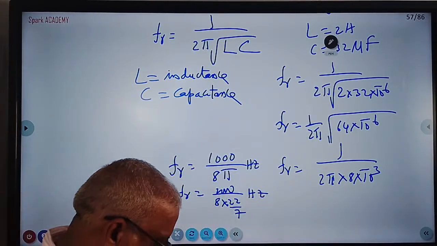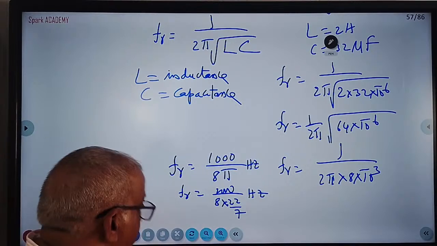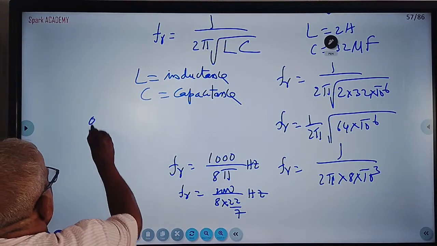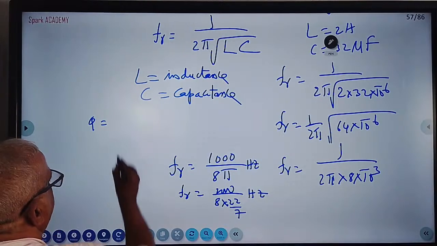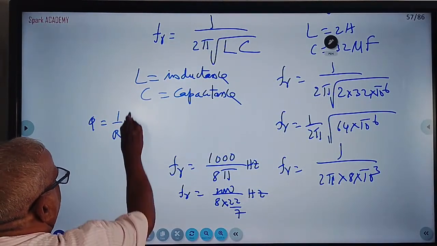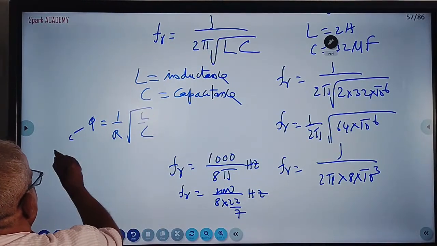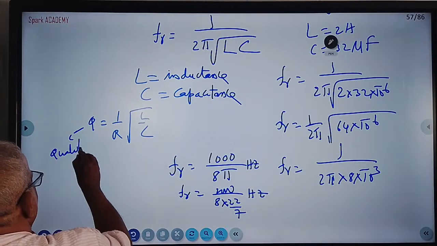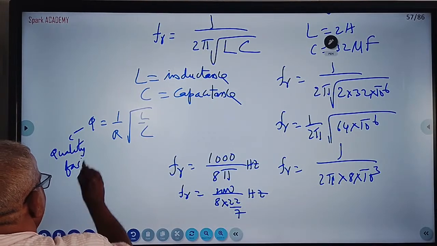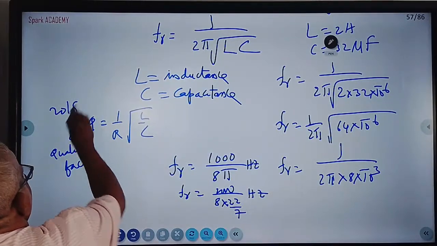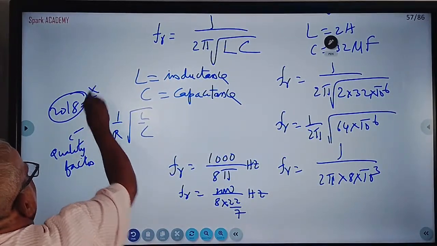Anyhow, for this resonant frequency, I am giving the quality factor formula: quality factor is 1 by R root L by C. This is called quality factor. That's why they have given 2018. This is 2018, not necessary.